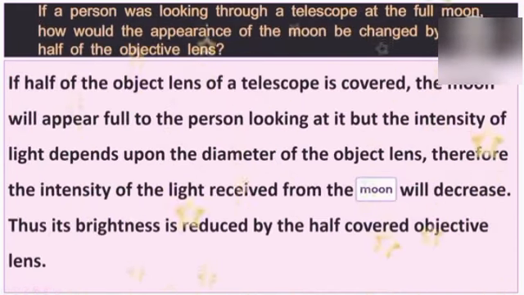If a person was looking through a telescope at the full moon, how would the appearance of the moon be changed by covering half of the objective lens? If half of the objective lens of a telescope is covered, the moon will appear full to the person looking at it, but the intensity of light depends upon the diameter of the objective lens. Therefore, the intensity of the light received from the moon will decrease. Thus, its brightness is reduced by the half-covered objective lens.